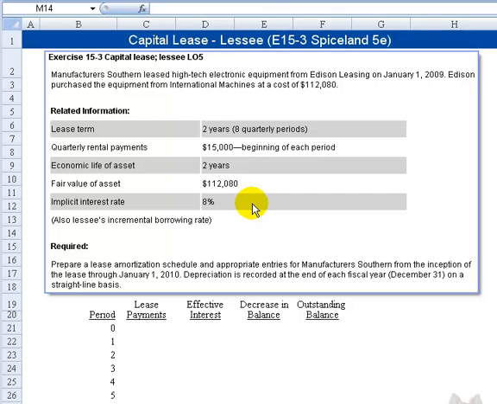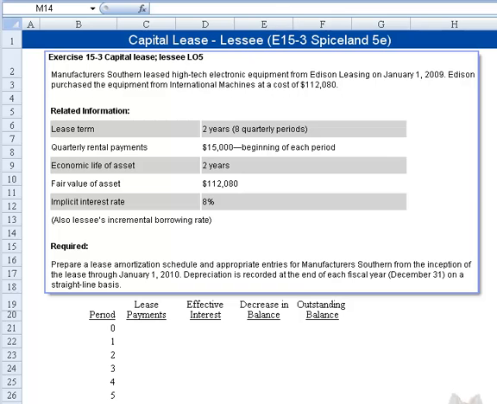Okay, well, what's required? To the left of my mouse it says prepare a lease amortization schedule and appropriate entries for Manufacturer Southern from the inception of the lease through January 1st, 2010. Depreciation is recorded at the end of each fiscal year, which is December 31st, on a straight line basis. All right, so let's tackle Part A.